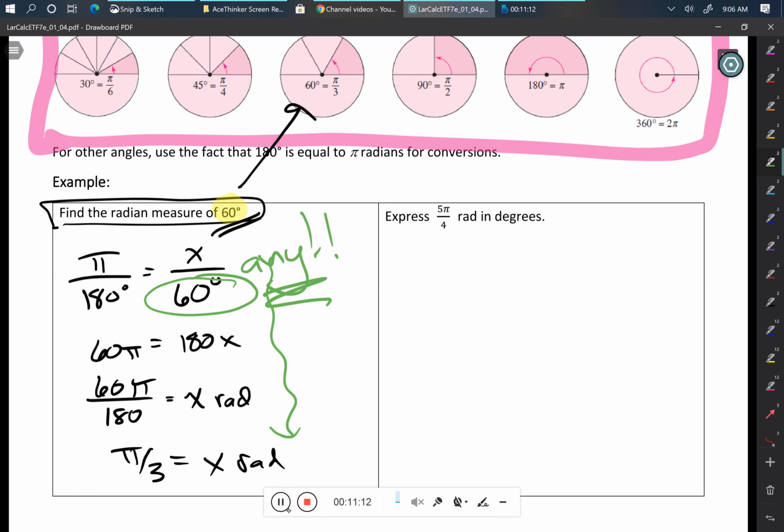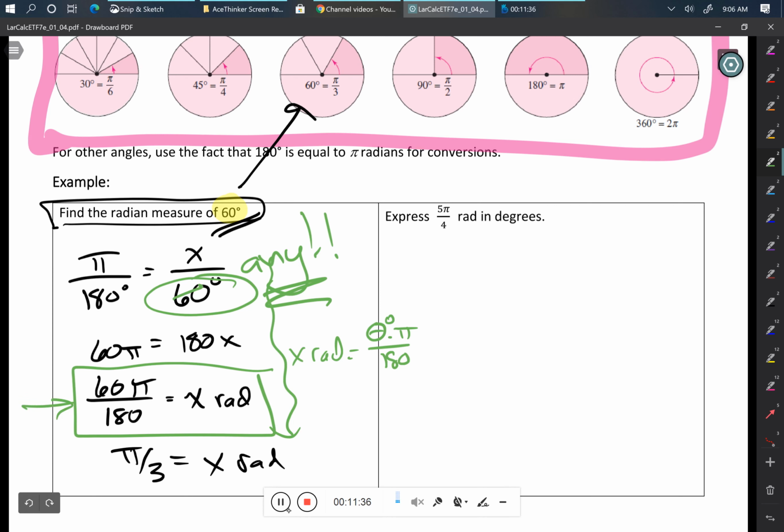All right, now there are some people who will say, oh, just memorize a formula. Because honestly, isn't there a formula hiding in there somewhere? Isn't there a formula hidden right here that x radians is equal to theta degrees times pi over 180? Isn't this step right here always going to be, if this was some angle theta, won't that always be that theta? And sure, you could memorize that, and that works too.